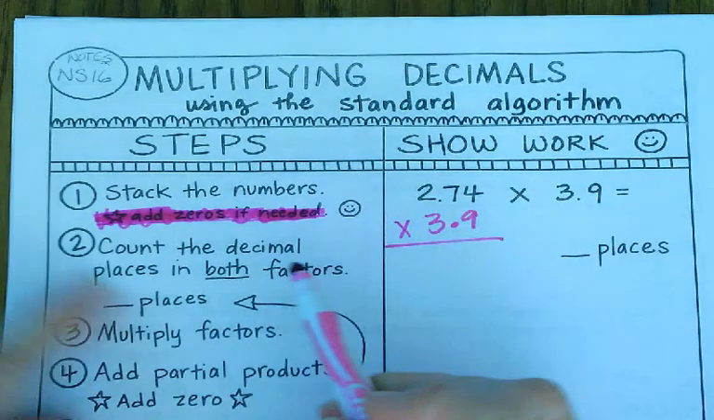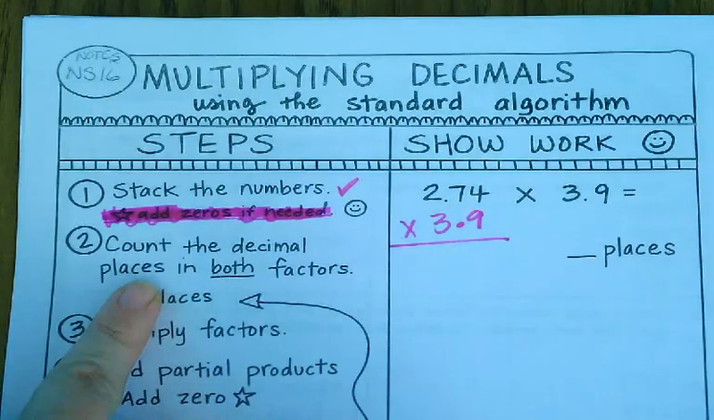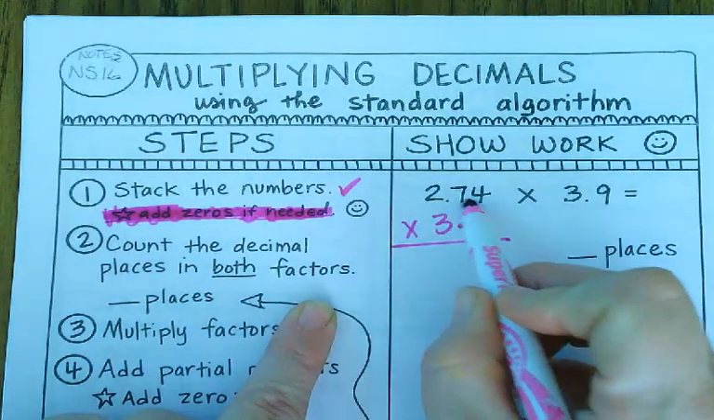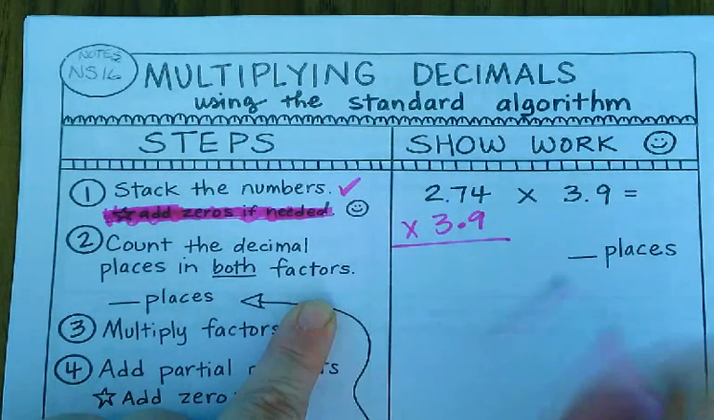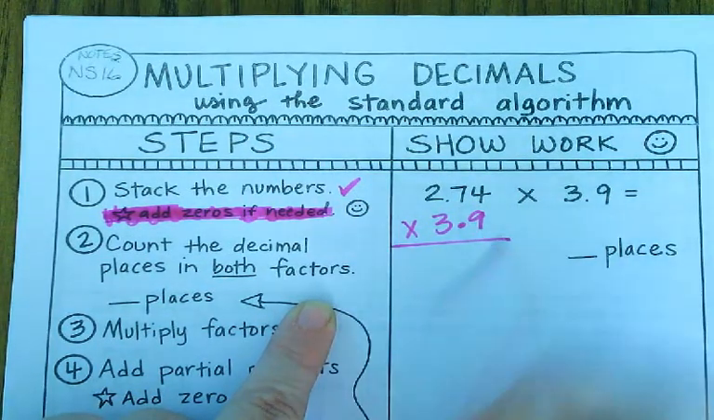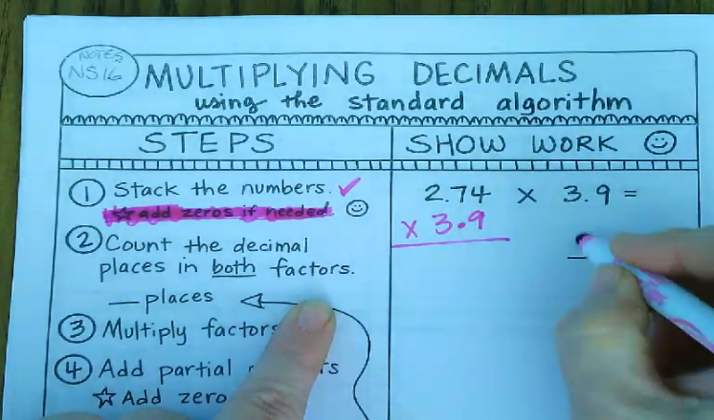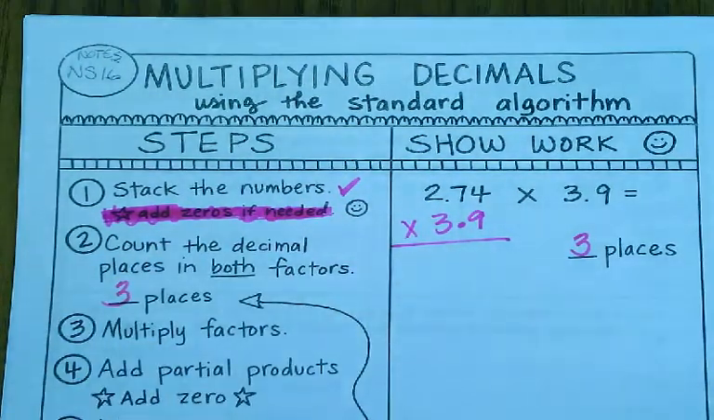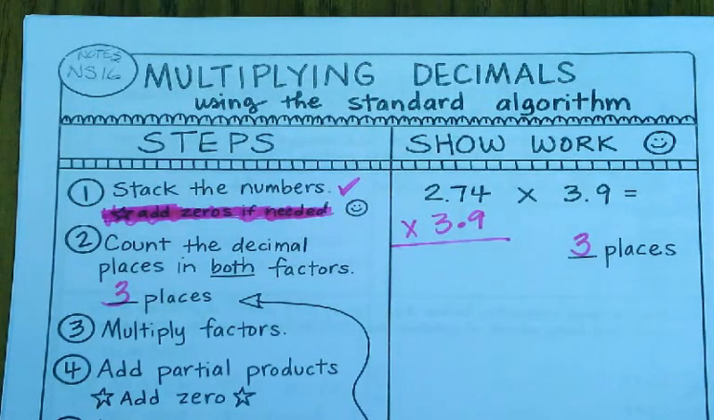Okay? Now, check. Count the decimal places in both factors. I've got 2 decimal places here and 1 decimal place here. That's a total of 3. So put a 3 there, just so I know. Now I can forget about the decimal totally.